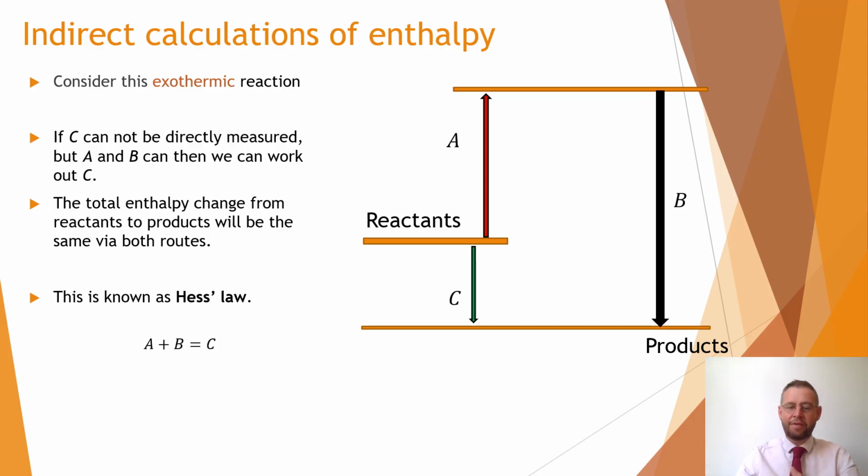It means that if I added A to B, I would get C, bearing in mind, of course, that B is negative. So this is called Hess's law, and it enables us to work out part of this reaction that we otherwise couldn't measure directly.